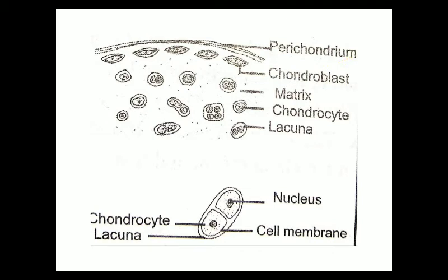So who is the mother of chondrocytes? Chondrocytes develop from the chondroblasts, and these chondrocytes remain present in a fluid filled sac like structure known as lacuna. Around 3 to 4 chondrocytes remain present inside a lacuna, and these lacunae remain scattered in a ground substance or matrix of cartilage.